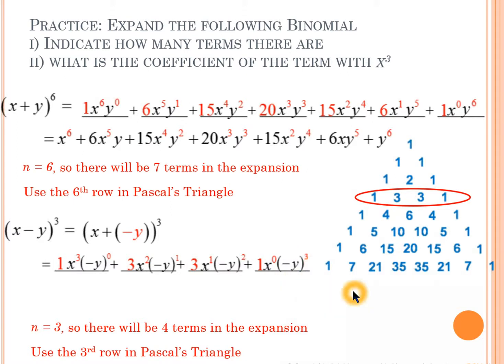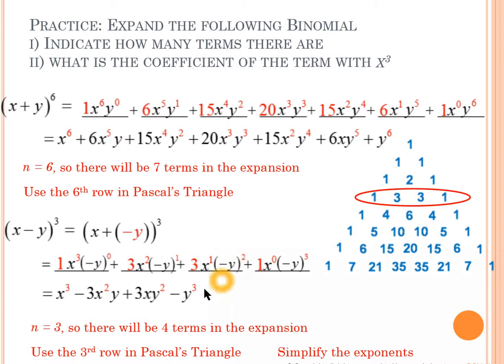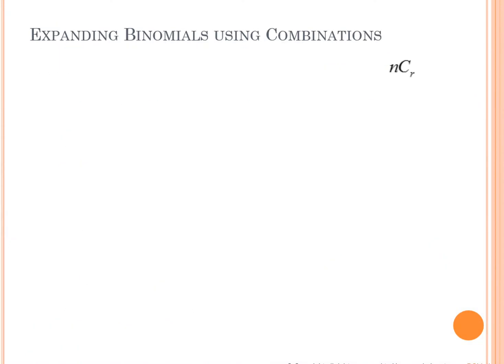And once we simplify that, we will get x cubed minus 3x squared y plus 3xy squared minus y cubed. Right? So over here, if I have this negative y all squared, that will just give me a positive y squared. The negative now becomes positive. All right, so let's move on to another example.